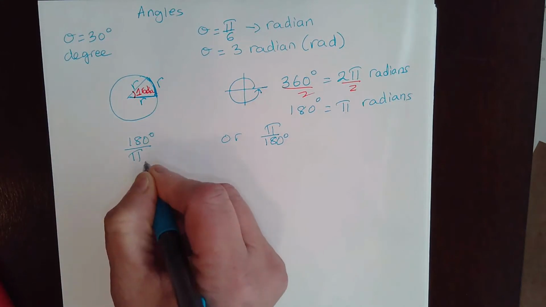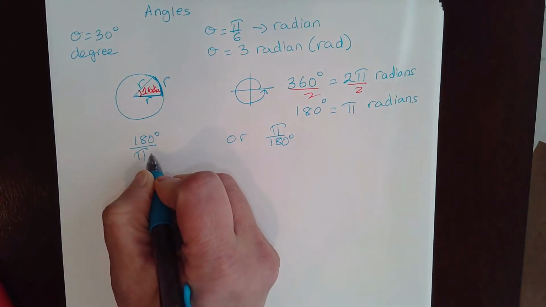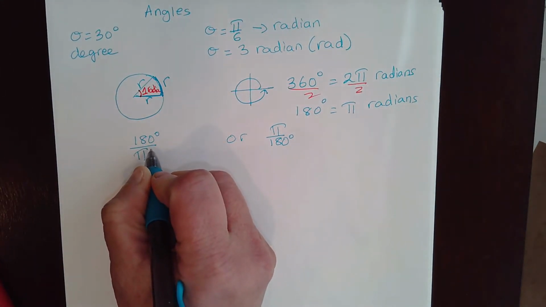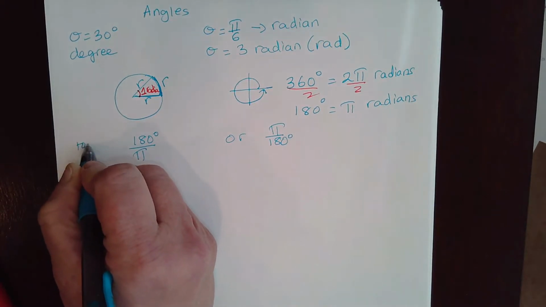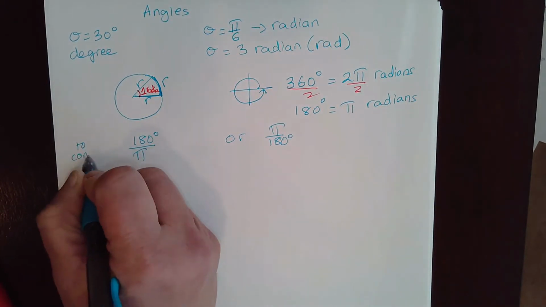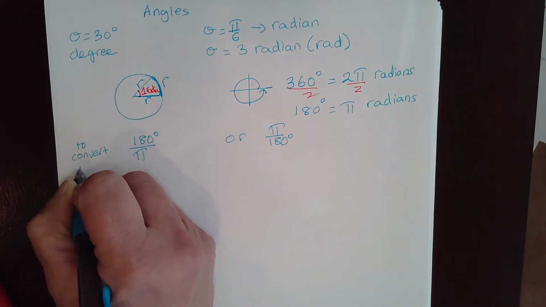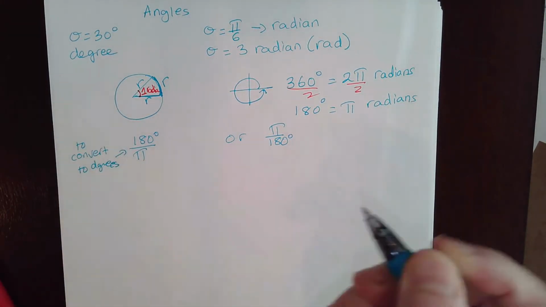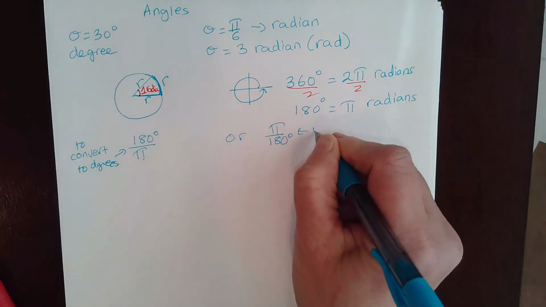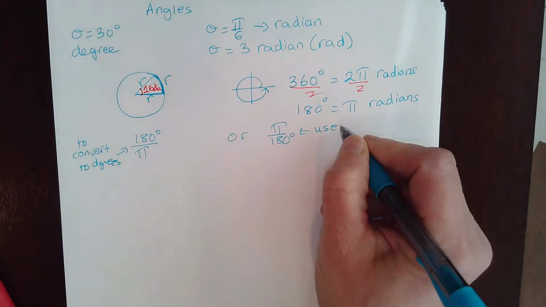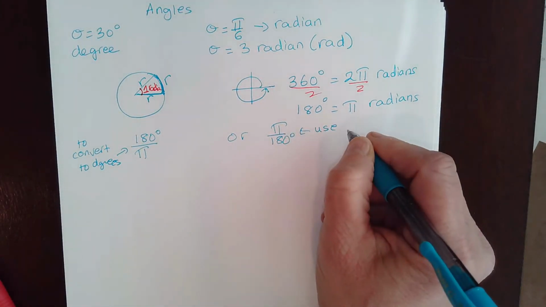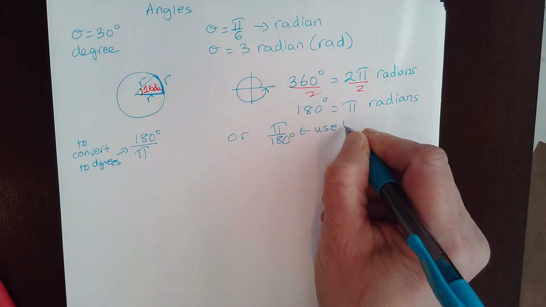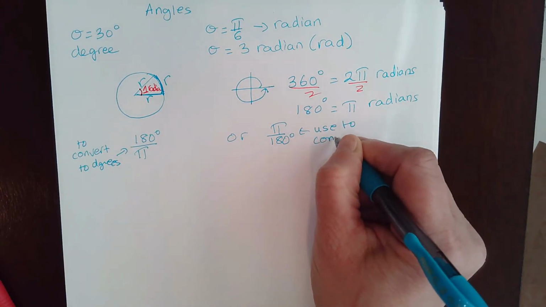Now, we use this whenever we want to convert to degrees. So to convert to degrees, we use this. And then we use pi over 180 degrees whenever we want to convert to radian.